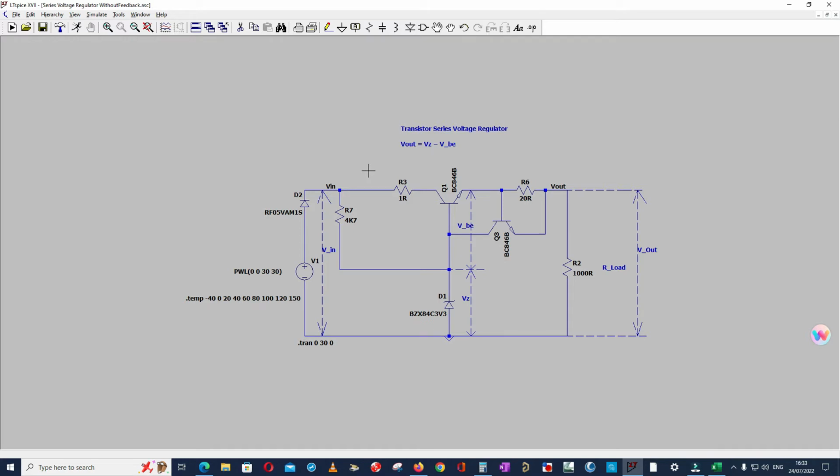So let me first explain the circuit in brief, and then I will do some simulation and show you some results. This circuit is really very useful for constant voltage regulation.